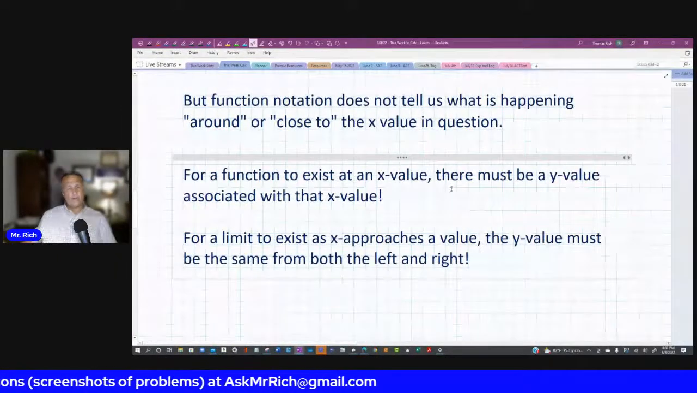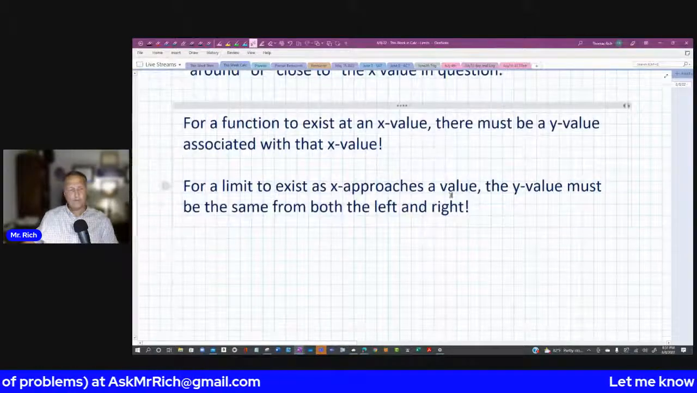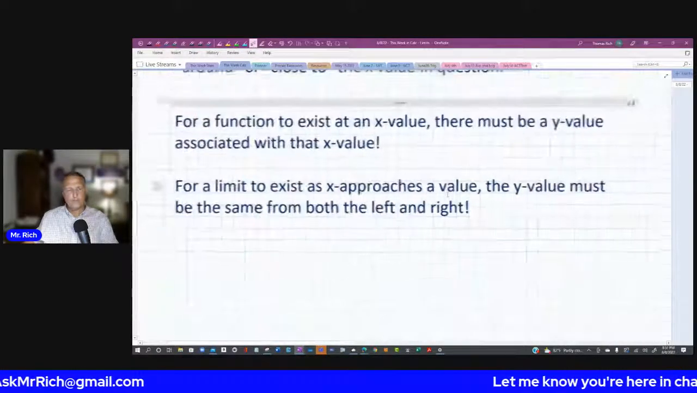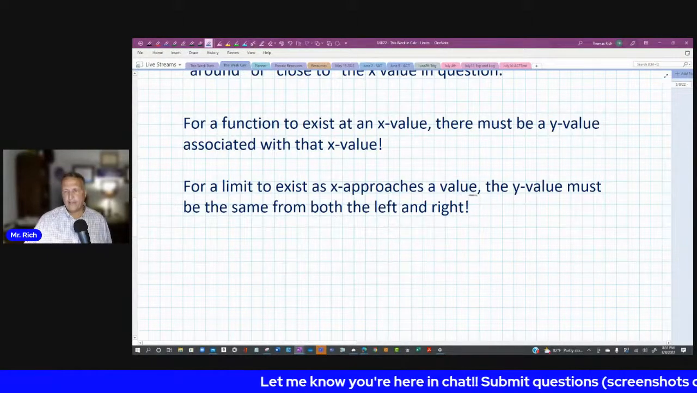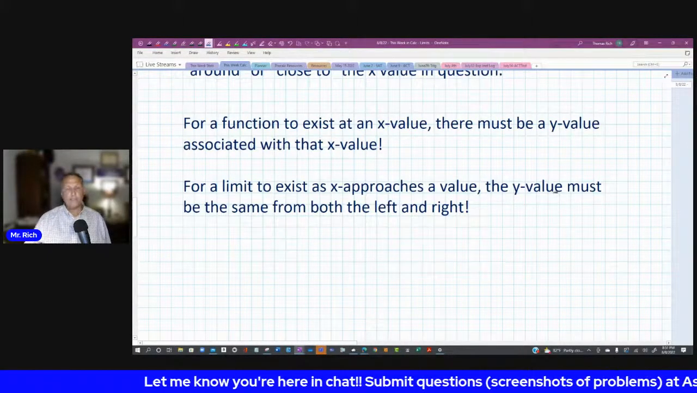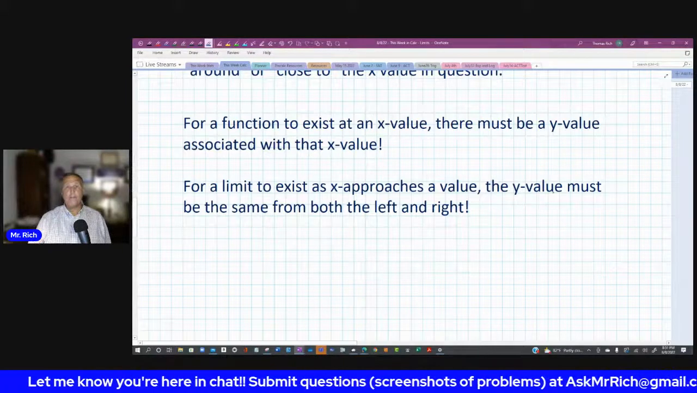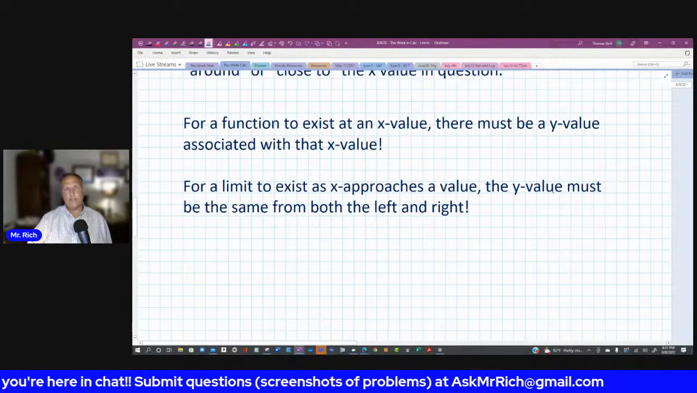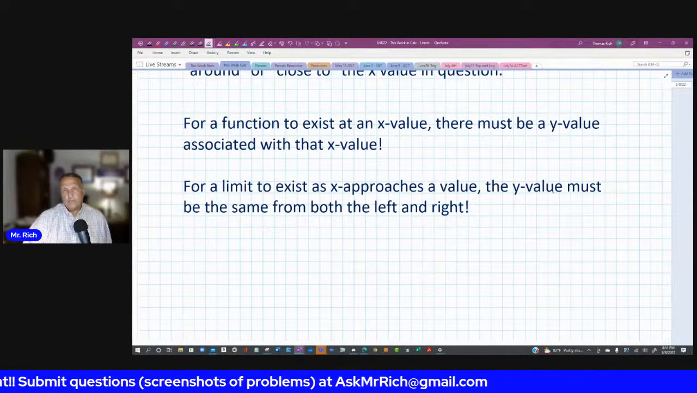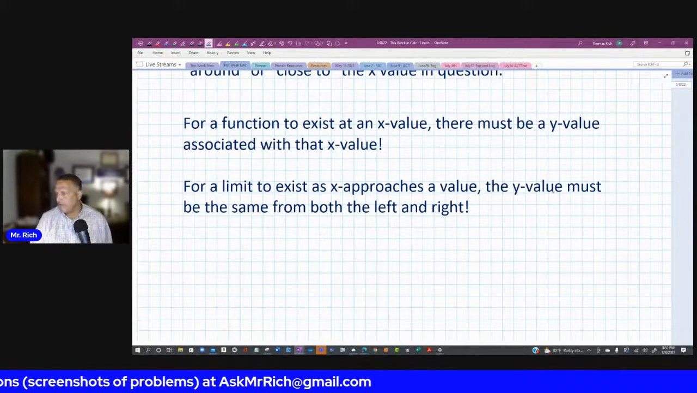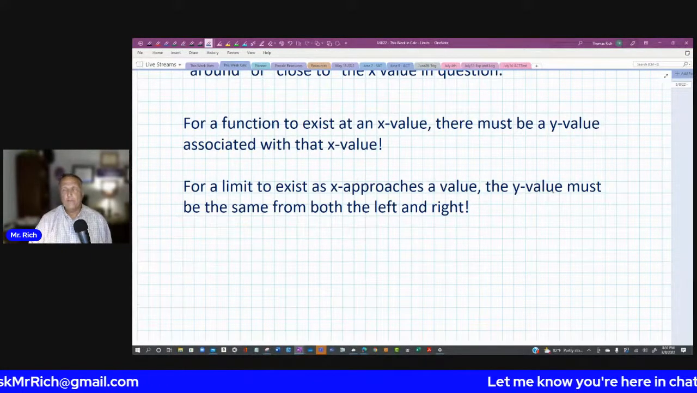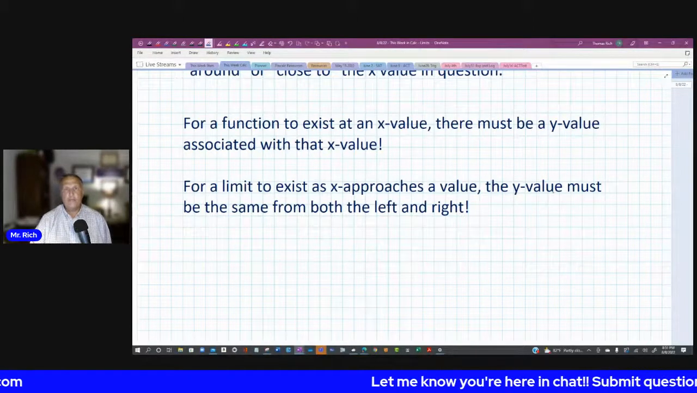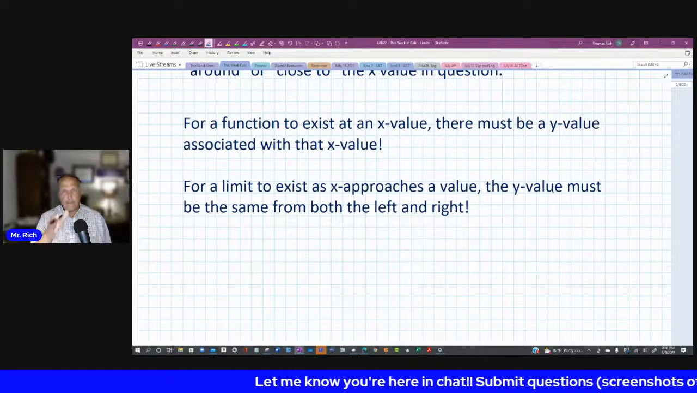Oh, and here's another point that I wanted to make before I move on and show you another example. For a limit to exist as x approaches a value, the y value must be the same from both the left-hand side and the right-hand side. You know, because if you think about it, if you're evaluating a function using function notation at a particular x value, there is no left and right, right? It's just at that particular spot.